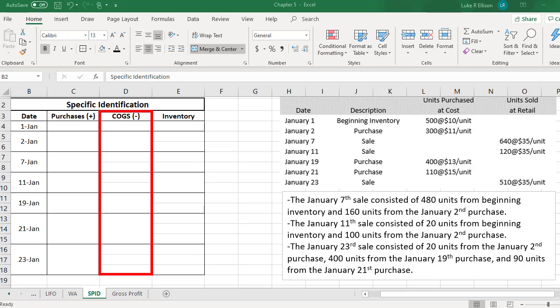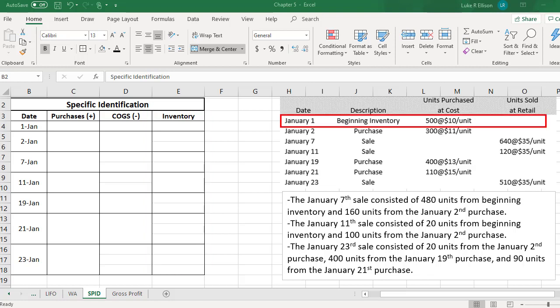The third column is inventory, which is where we will keep track of how much inventory the company has as of the given date. We need to add to the inventory column anytime there is a purchase, and subtract from the inventory column anytime there is a sale. Our first piece of information is from January 1st. The company had 500 units of inventory, which they had previously purchased for $10 each. Since these units are part of beginning inventory, we can place them in the inventory column.